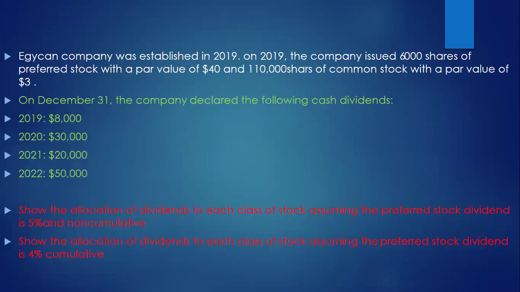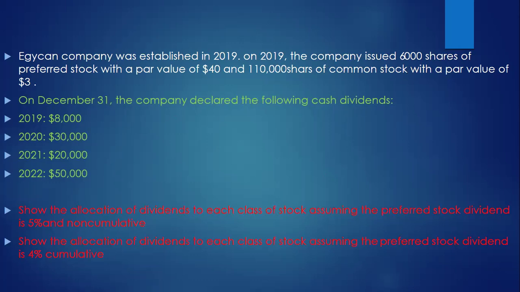So let's take an example here, to make it easy. There is a company called EasyCan. EasyCan is a company that was established in 2019. So far, there have been no dividends. In that year, they made some profit and decided to issue 6,000 shares of preferred stock with a par value of $40. So watch here, I'm going to issue two different kinds of shares.